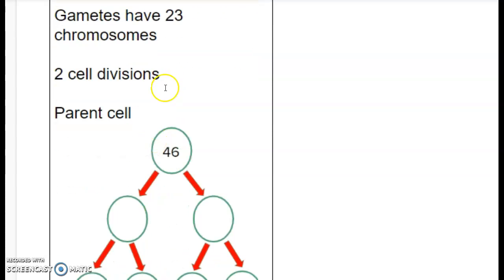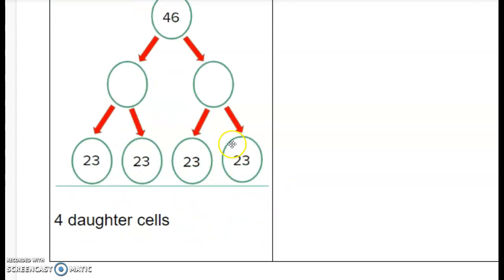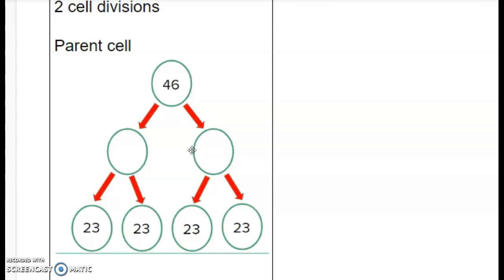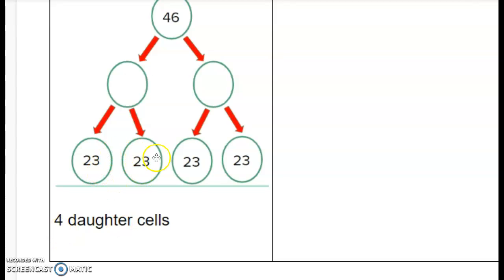In meiosis, there's 2 cell divisions. So you start with one parent cell that has 46 chromosomes. It divides twice so that each gamete has 23 chromosomes. 2 ways that you can tell just by looking at this picture that it's meiosis and not the other process we'll talk about, mitosis, is because the cell divides twice, and there's 4 what we call daughter cells.